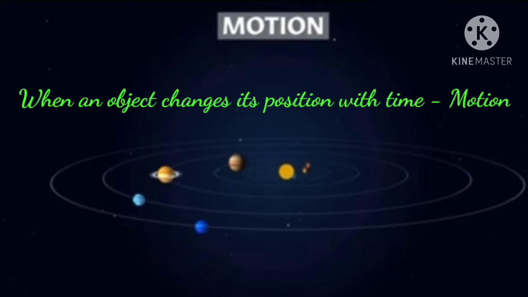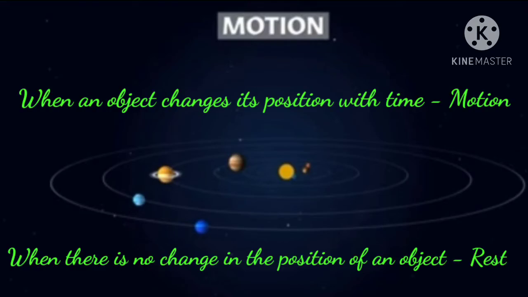Next we will see about motion. When an object changes its position with time, that is called motion. When there is no change in the position of an object, it is called rest. For example, the motion of an object can be in a straight path, like in the case of birds, or it can be in a random path, as in the case of leaves flowing from a tree.